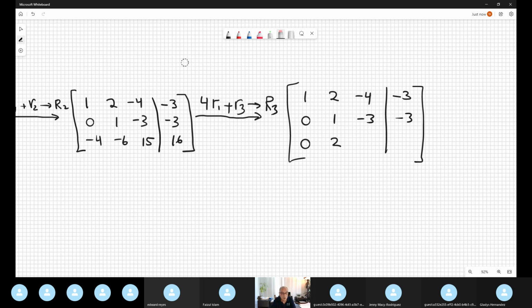Okay, likewise, 4 times -4 is -16, and -16 and positive 15 is negative 1. Now, the last is 4 times negative 3 is negative 12, and negative 12 plus 16 is 4.